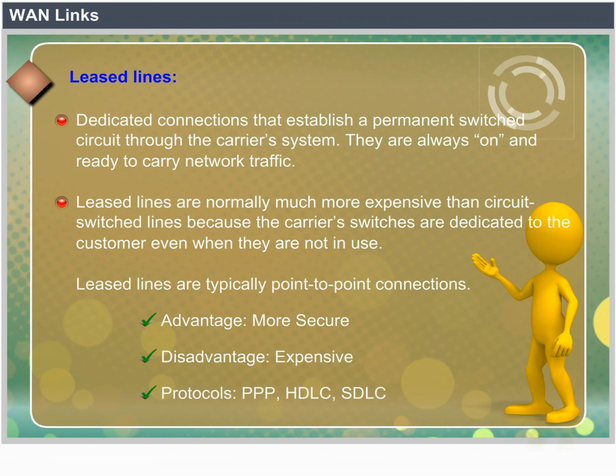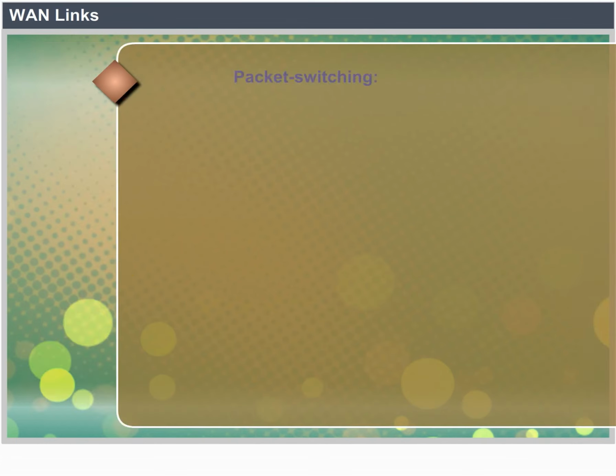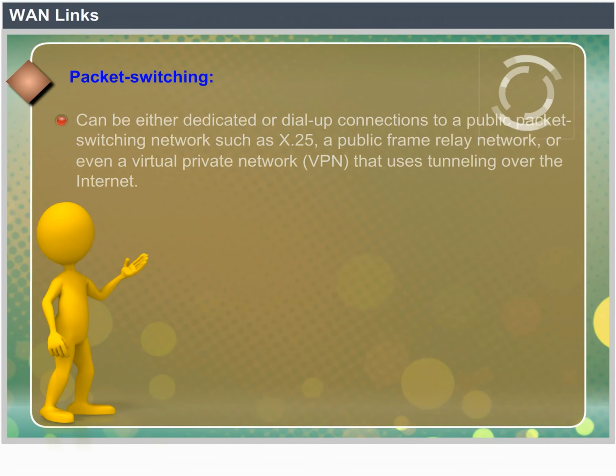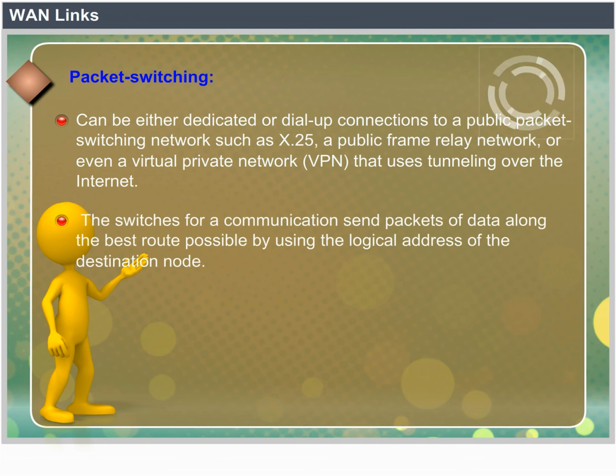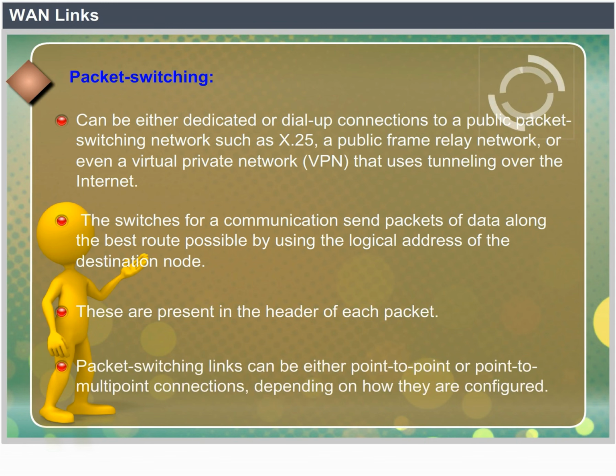Packet switching can be either dedicated or dial-up connections to a public packet switching network such as X.25, a public frame relay network, or even a virtual private network, that is VPN, that uses tunneling over the internet. The switches for a communication send packets of data along the best route possible by using the logical address of the destination node. These are present in the header of each packet. Packet switching links can be either point-to-point or point-to-multipoint connections, depending on how they are configured.